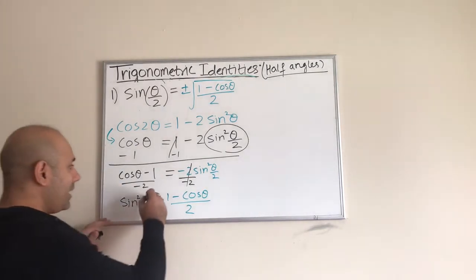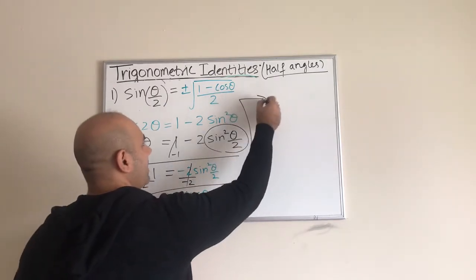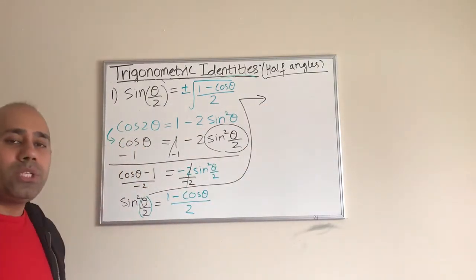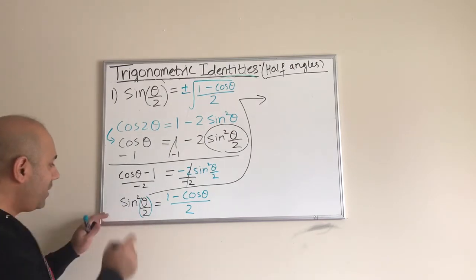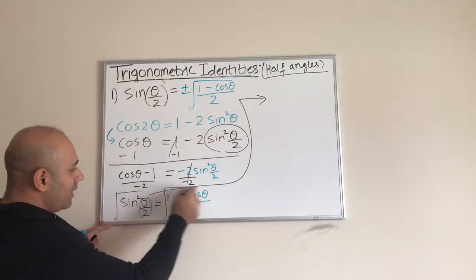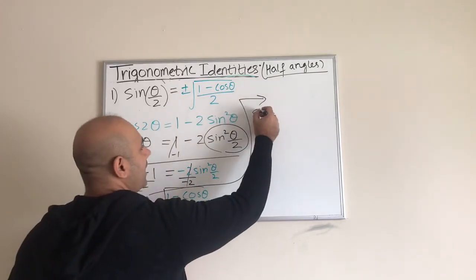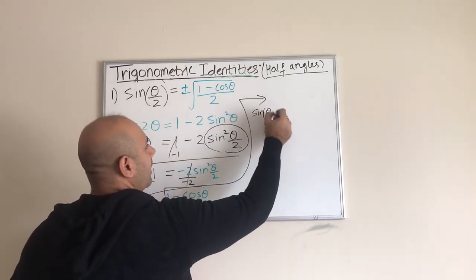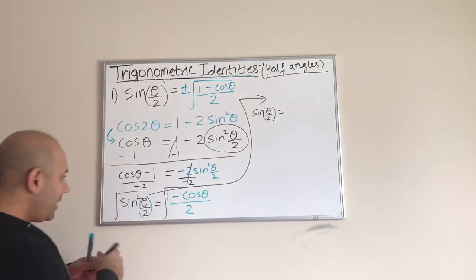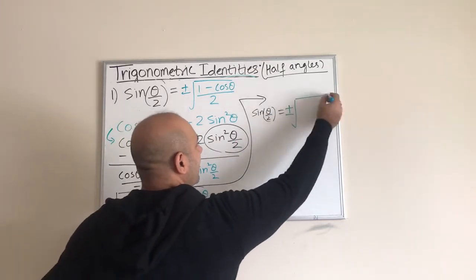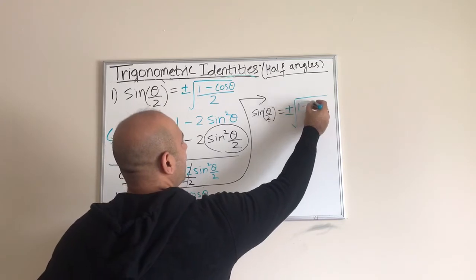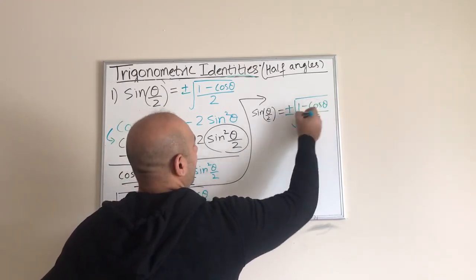So from here, guys, to get sine theta by itself, all we need to do is take the square root on both sides. That's how we get rid of the squares. So if we take the square root on both sides, this is what we get. We get sine theta over 2 equals, but since we are taking the square root, we know we have to put both the plus and minus signs, and inside the radical I have 1 minus cosine theta over 2.